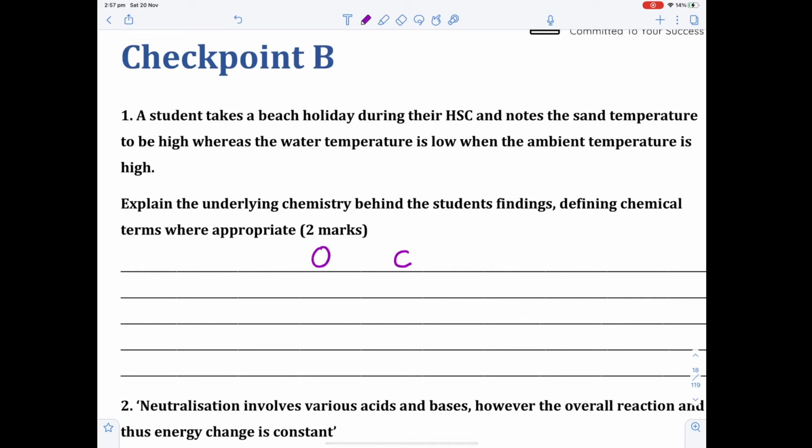Let me help you out. Is it the specific heat capacity? Yes, very good. Good job, Luca. C is this. You've all been saved.